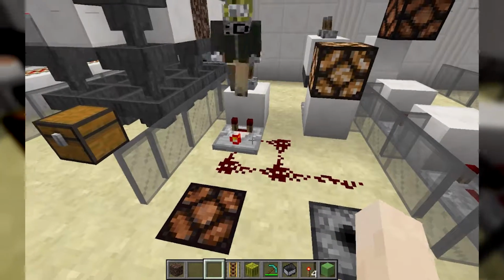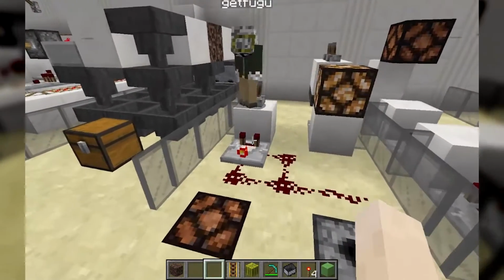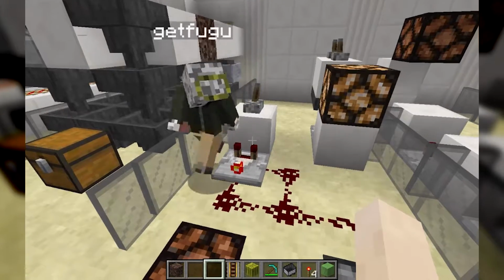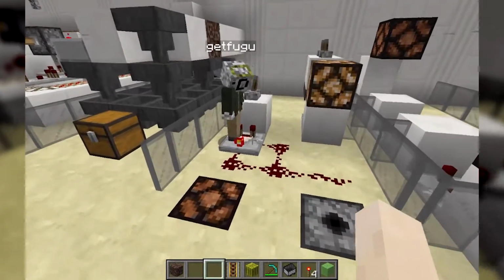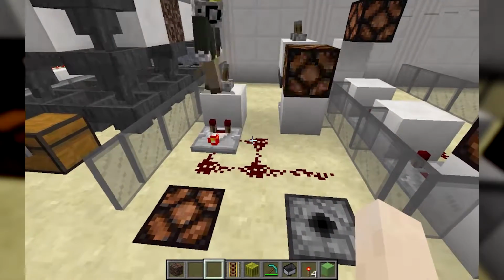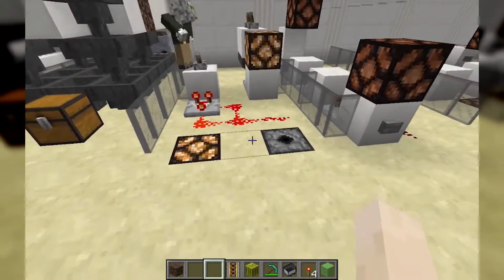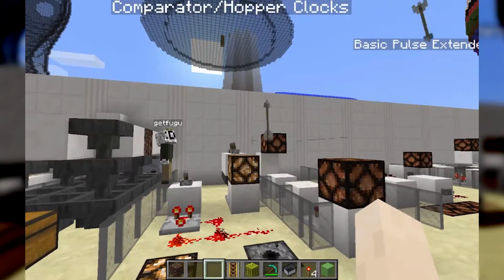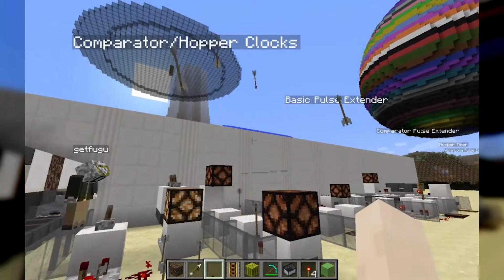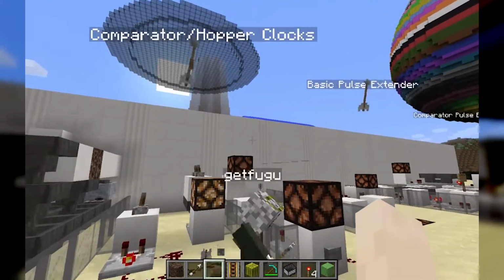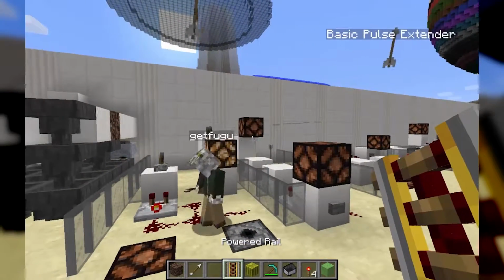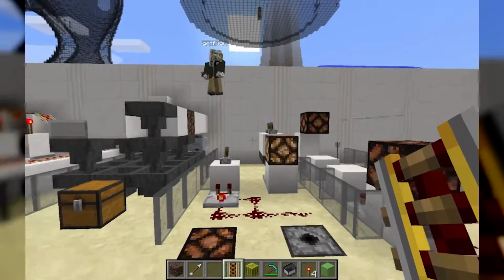So this is a comparator clock. It's really easily toggleable. When I turn it on, it's going to spam, and this dispenser is full of arrows, and it's going to shoot a lot of arrows. Nice. Pew, pew, pew. And so if you watch the lamp, you'd think it would flash on and off really quickly. Right?